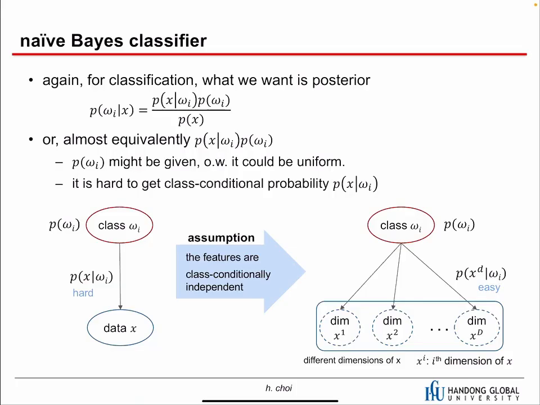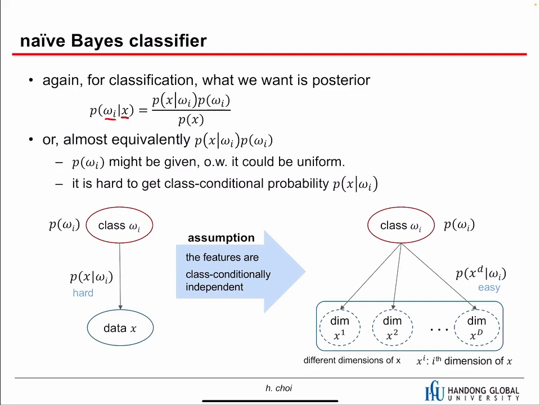Okay, and the next classifier is the naive Bayes classifier, which is quite simple, and it is based on a simple idea, and it can apply to some simple applications. Again, for classification, what we want is the posterior. So given x, what is the probability of class i? And that is the posterior.